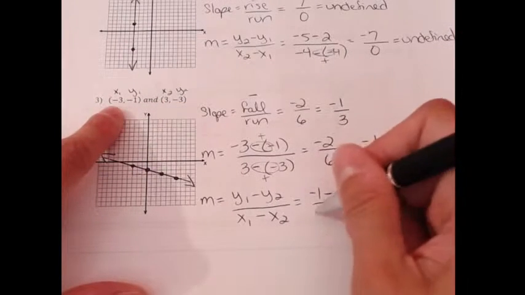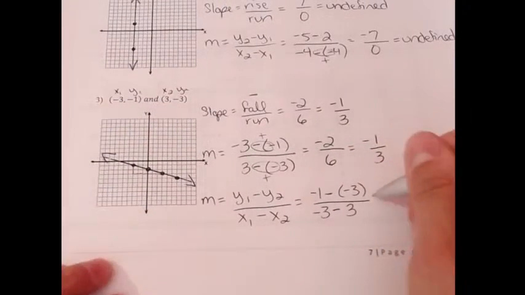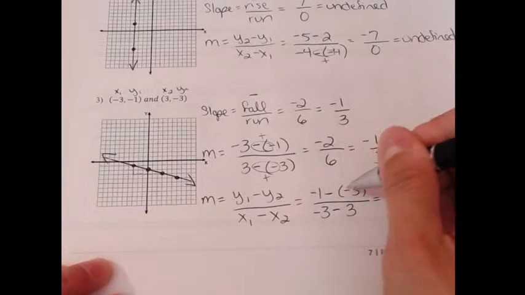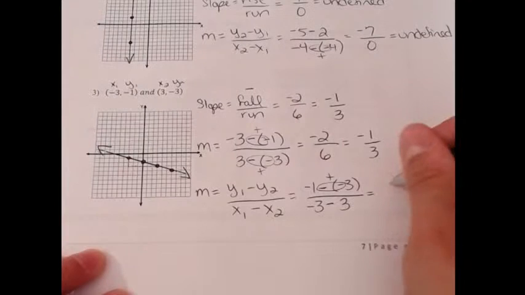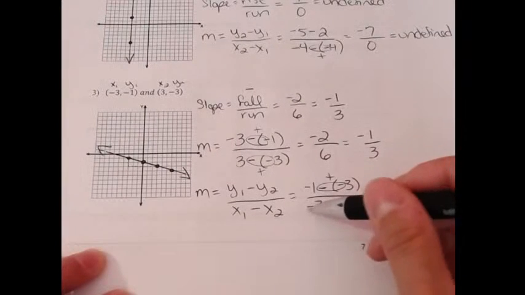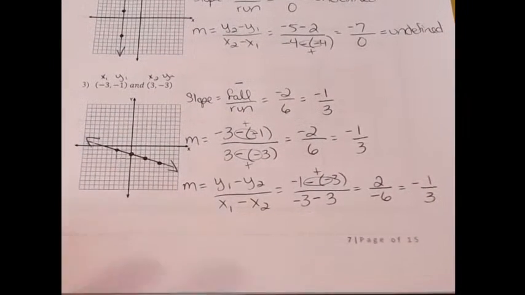x1 is negative 3 minus x2, which is 3. Check it out. Negative 1 minus minus 3, well, that becomes a plus. So negative 1 plus 3 is a positive 2. And then negative 3 minus 3 is a negative 6, which again reduces to negative 1 over 3. I wanted to show you that you get the exact same answer, regardless of which point you call your first point or your second point. That's the beauty of calculating algebraically.